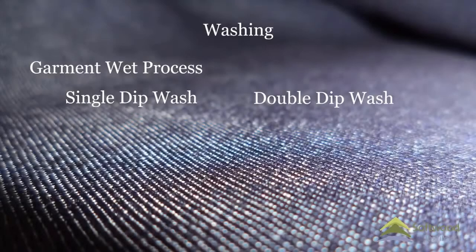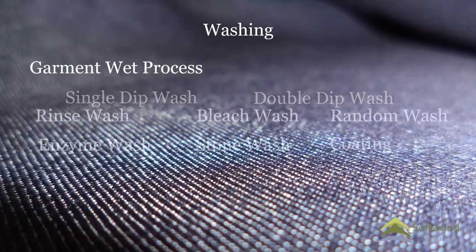There are two types of garment wet processes, single dip and double dip. Single dip washes are simpler washes, such as rinse wash or enzyme wash, in which, after the development of the base, the garment is dried and is sent to the finishing department. Double dip washes are fancy washes, in which, after the development of the base, the garment goes through further washing processes to create the desired effect, such as random wash or coated wash.